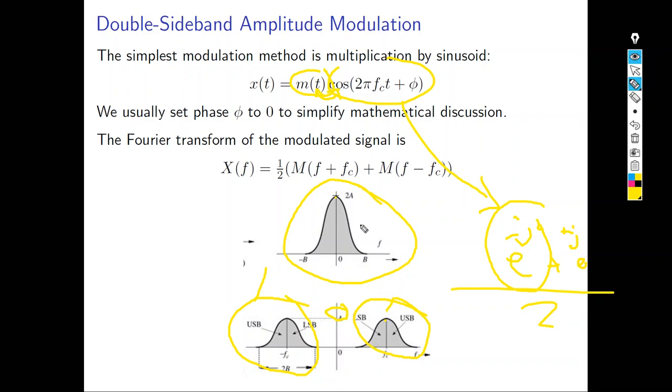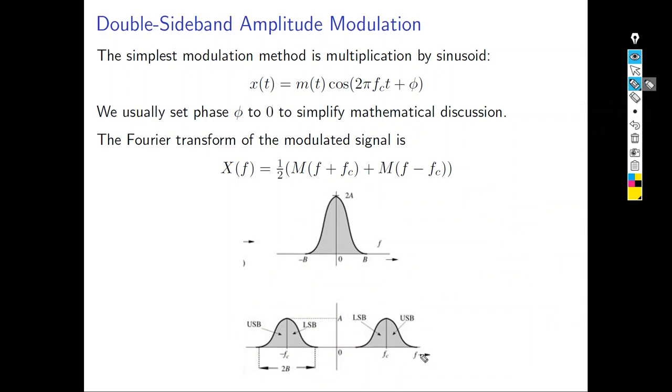And it causes the shift. Now, what's the beauty of this? When you are at high frequency, you don't interfere with the other user. You have your own frequency, and you allow only this band to be transmitted. This is double sideband amplitude modulation. Very easy, very straightforward. You have your carrier, multiply it by message, and the message will be shifted to high frequency bands. We call this the modulated signal. LSB is called lower sideband, USB is called upper sideband.